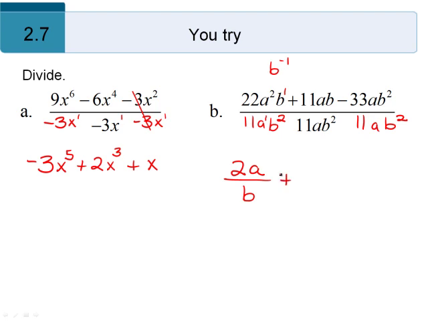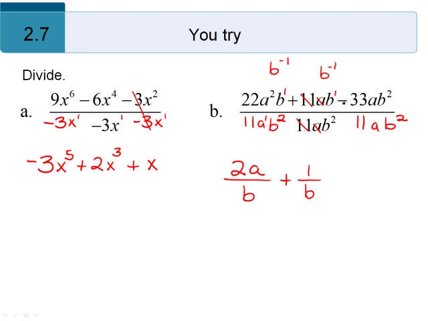Plus, in the middle term, I've got 11 divided by 11, those cancel. A over a, those cancel. But now subtract the b's, so you have 1 minus 2 is going to be b to the -1. So the only thing I have left in that middle term is b to the -1, which means it also has to go to the bottom, 1 over b.